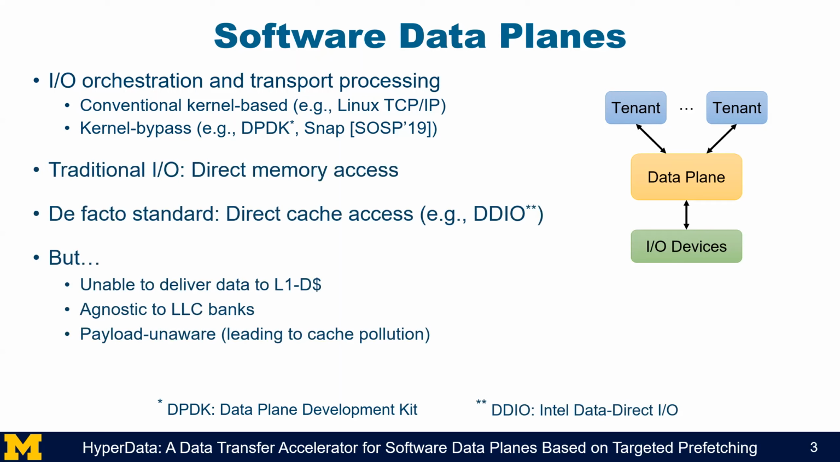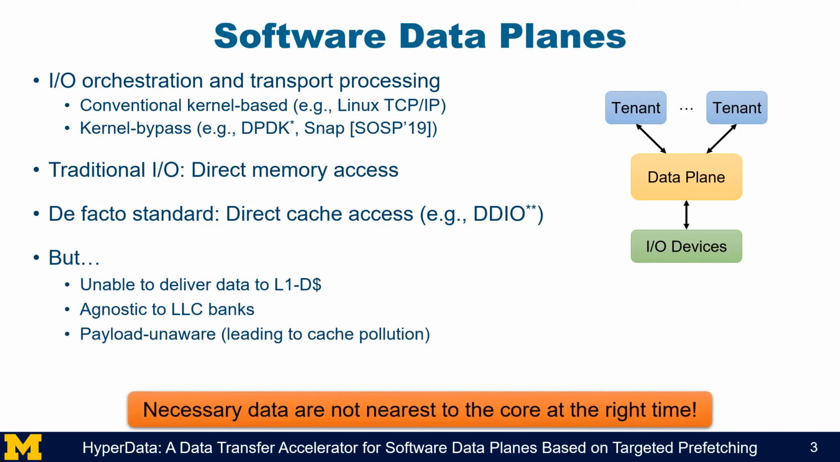Traditionally, an I/O device delivers the data directly to memory through DMA. Accessing data from DRAM obviously has a long latency, so technologies like DDIO allow a peripheral like a PCIe attached device to deliver data directly to the last level cache. But there are still several issues, such as not delivering the data to private caches or even the LLC bank closest to the consumer core, as well as polluting the cache in cases where only data item headers rather than payloads are needed. So necessary and only necessary data don't seem to be nearest to the core at the right time.